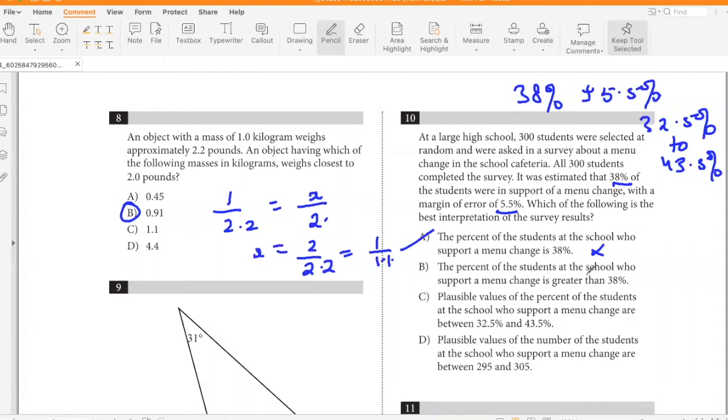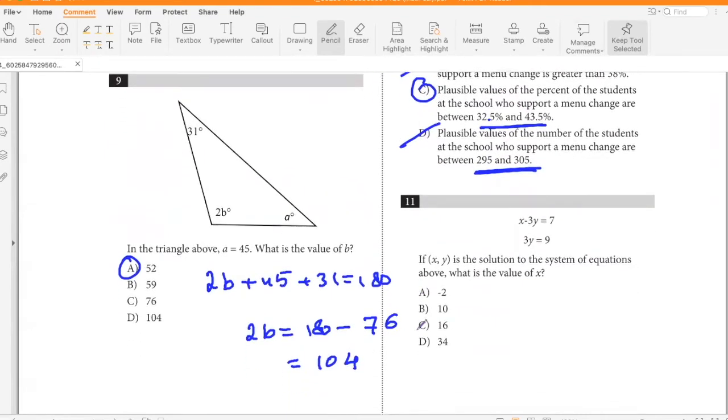The percent of the students at the school who support a menu change is greater than 38%. No, we can't say that. Plausible values of the percent of students at the school who support a menu change are between this and this. Yes, that is the right answer. Plausible values of the number of students who support a menu change are between 295 and 305. No. We don't know the total number of students at the school. Once we have the total number of students, with 32.5% and 43.5%, the possible values will be between those two numbers.